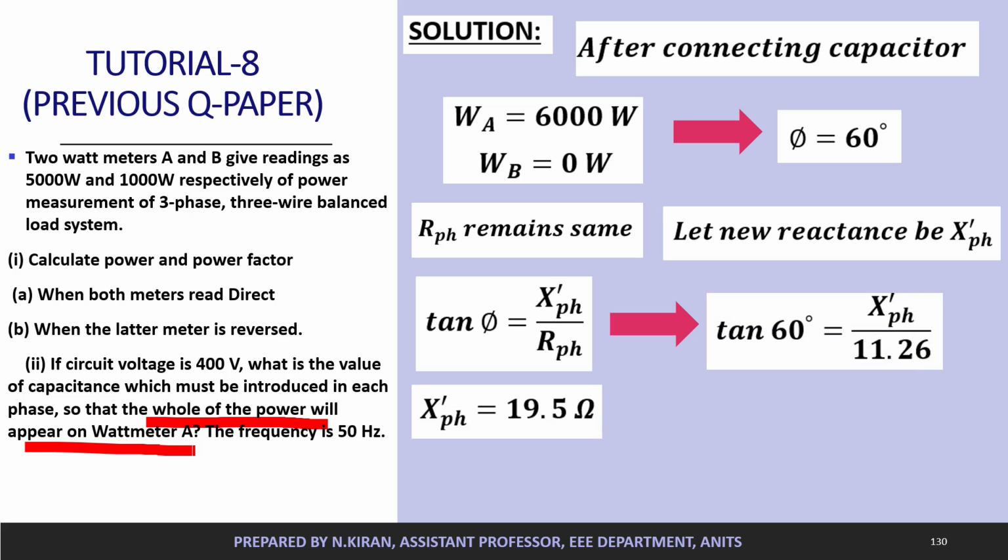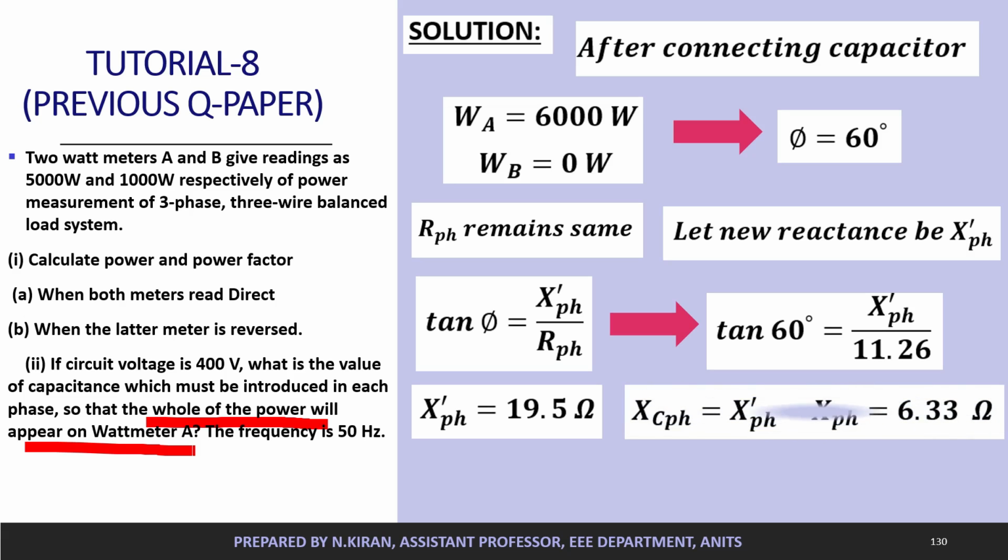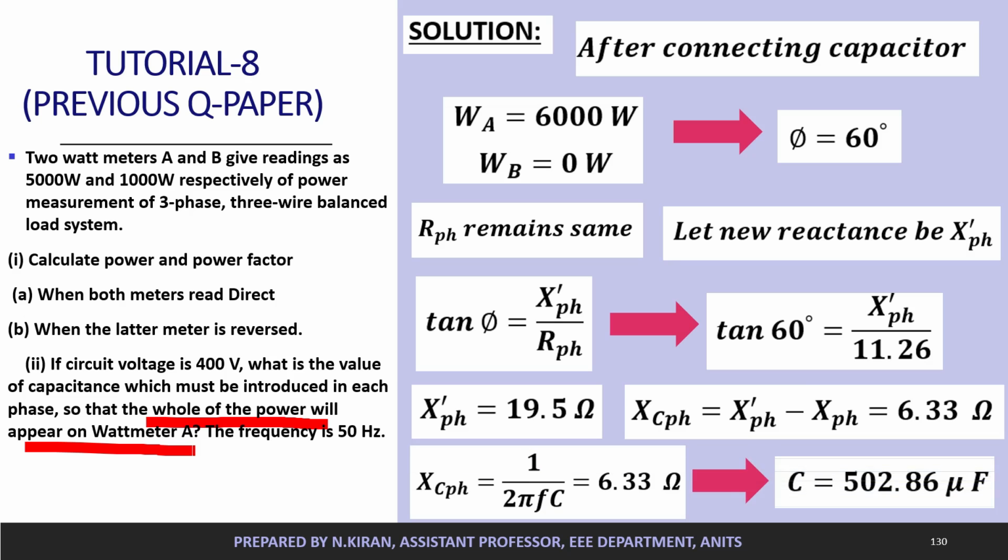From this, if I subtract the old value from the new value, it will give me the capacitive reactance to be 6.33. From that, the capacitor that should be introduced in each phase is 502.86 microfarads.